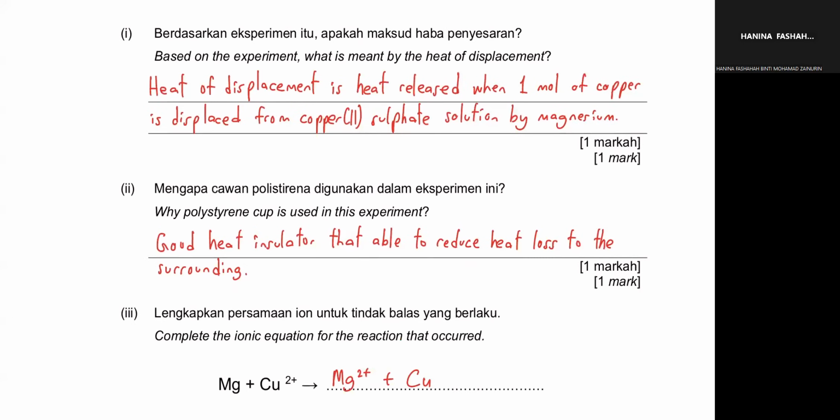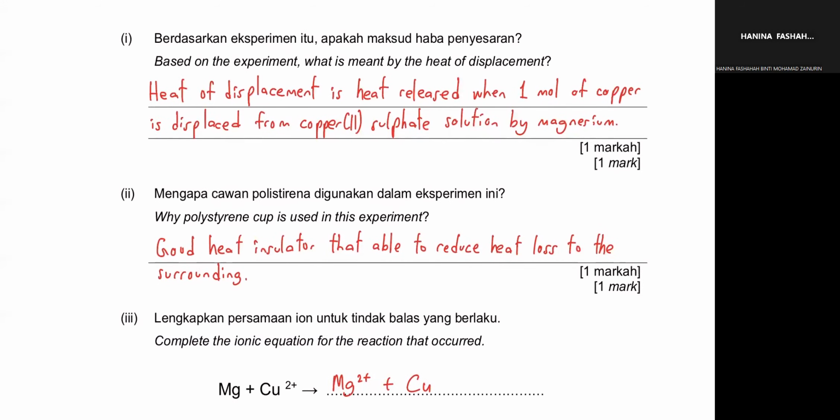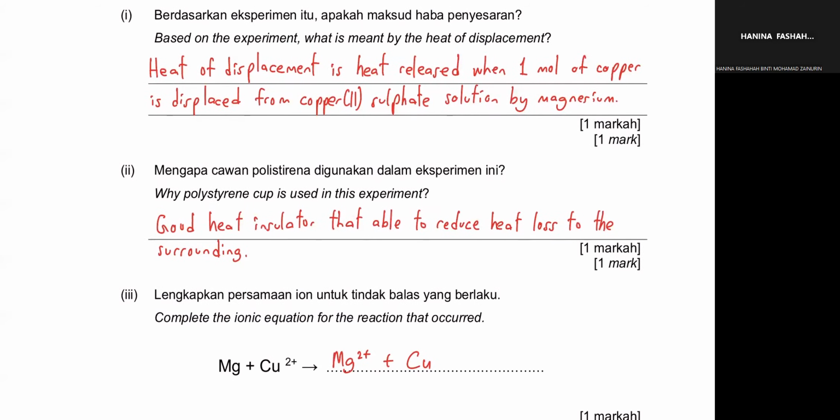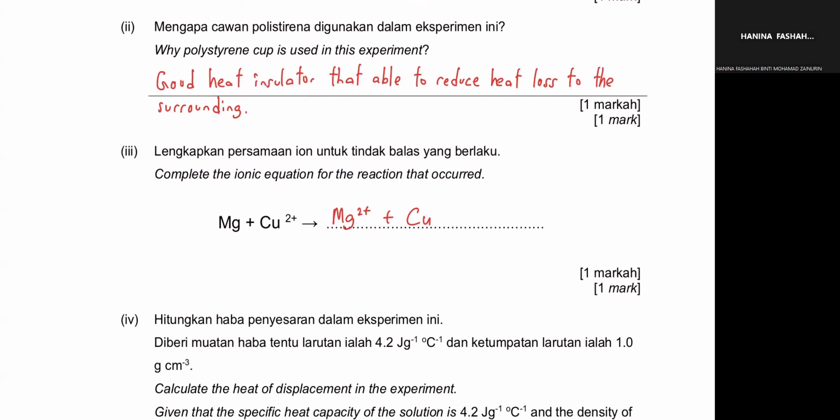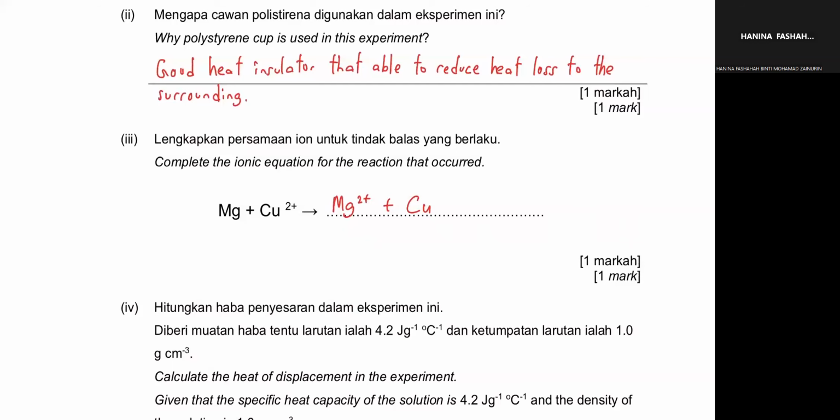I'll just show you, in case I show an answer. Heat of displacement, the meaning: based on this experiment, it means the heat released when 1 mole of copper is displaced from copper(II) sulfate solution by magnesium. Then why is a polystyrene cup used in this experiment? It is a good heat insulator, so it can reduce heat loss.